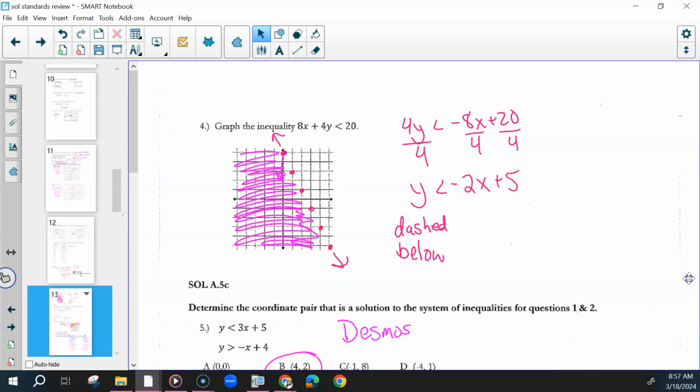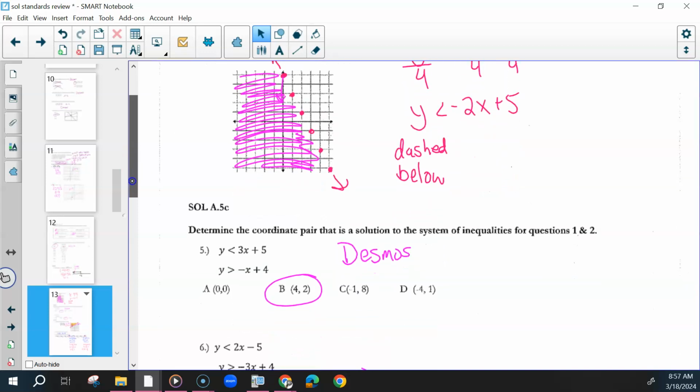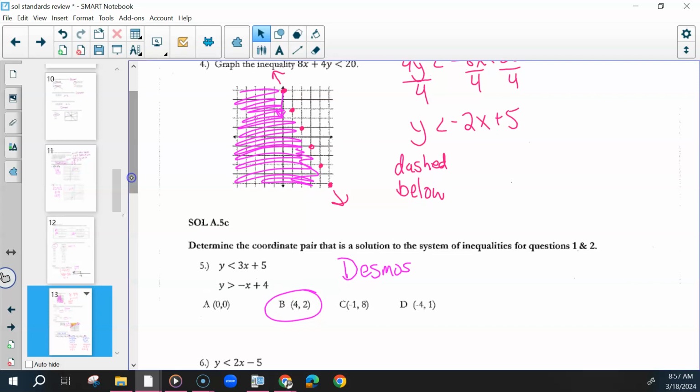All of SOL 5C and 5D can be done in Desmos. So number 5 was B. And I'll show you the rest in just a second.